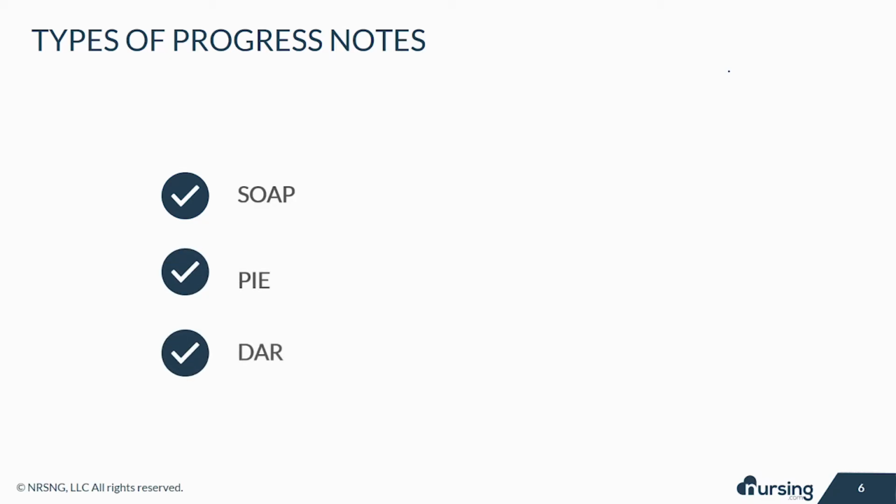There are a lot of different ways to write a progress note. However, we'll discuss the ones that you really do see most frequently. These are going to be the SOAP note, the PIE note, and the DAR note. Now, let's explore these individually.